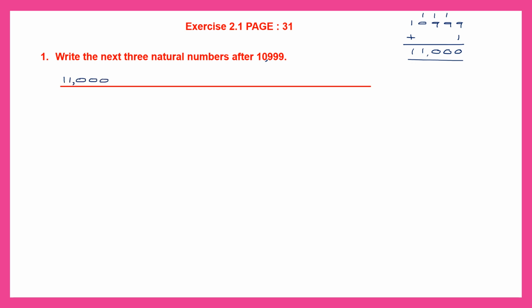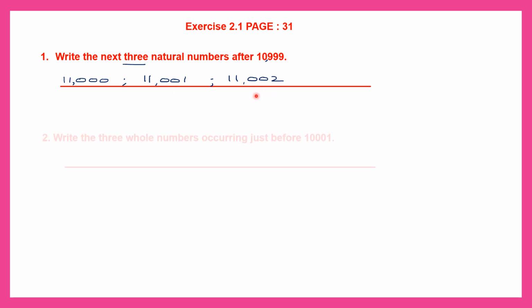Now we need three natural numbers, isn't it? Now to get the next one, let's take this number itself, 11,000, and add 1 to it. 11,000 plus 1 is 11,001, isn't it? So we've got our next number, 11,001. Now we know the next number will be 11,002. So we've got our three natural numbers after 10,999. So what is our answer? 11,000, 11,001 and 11,002.